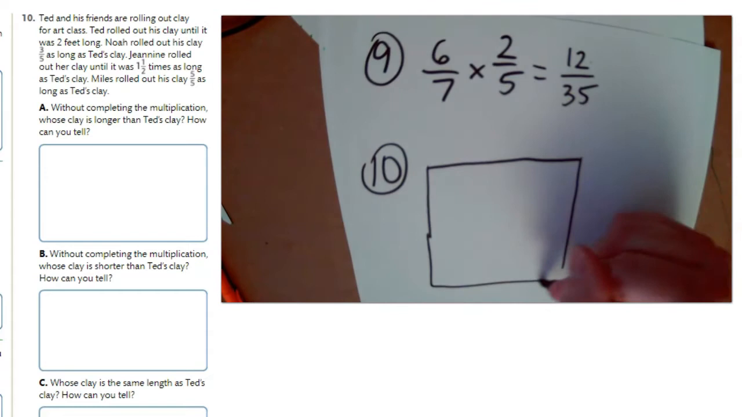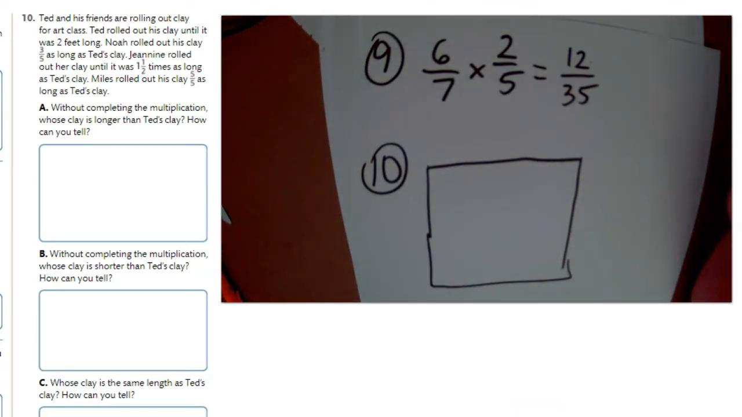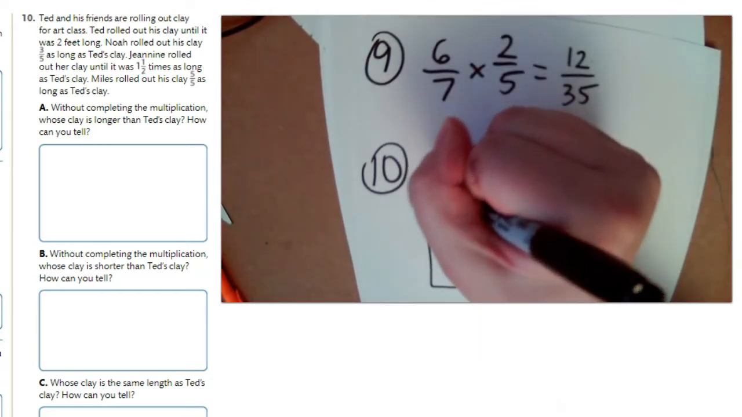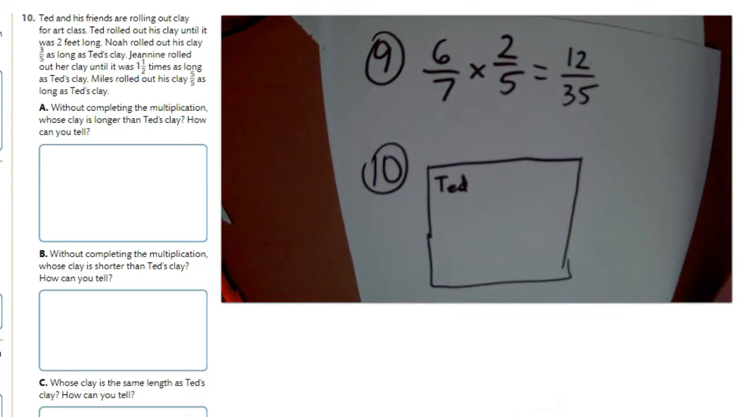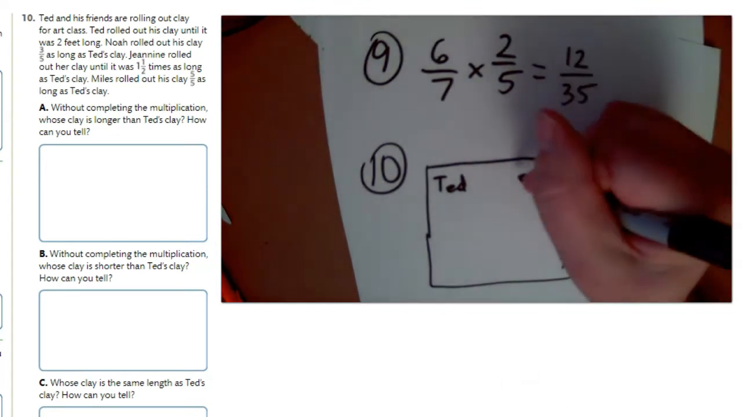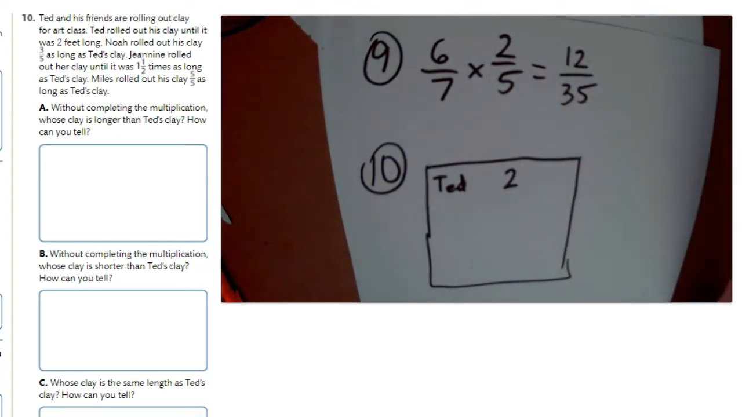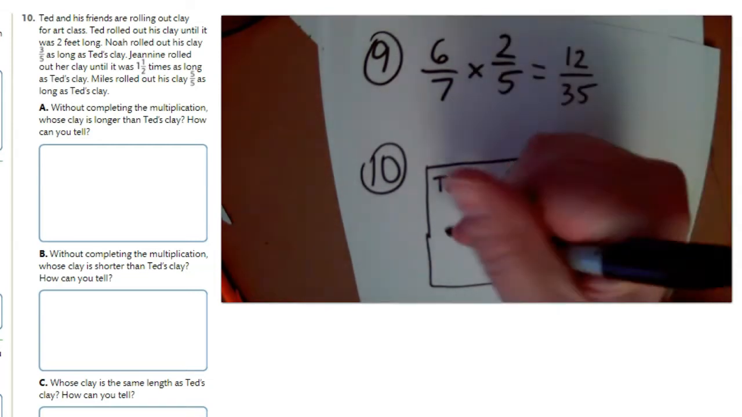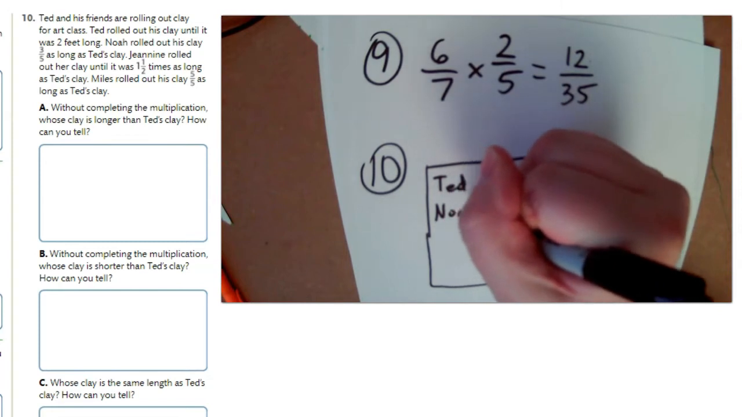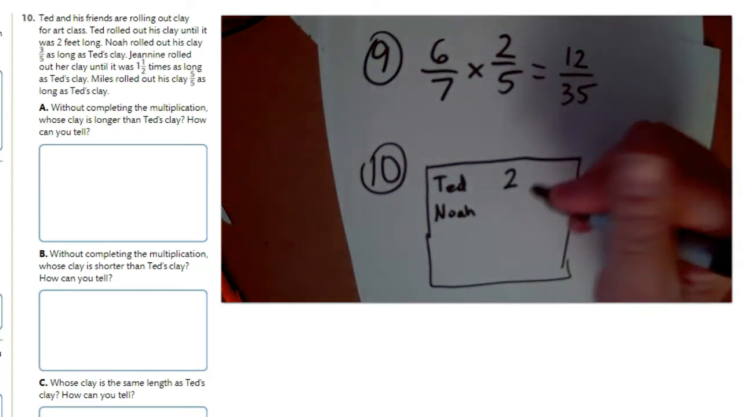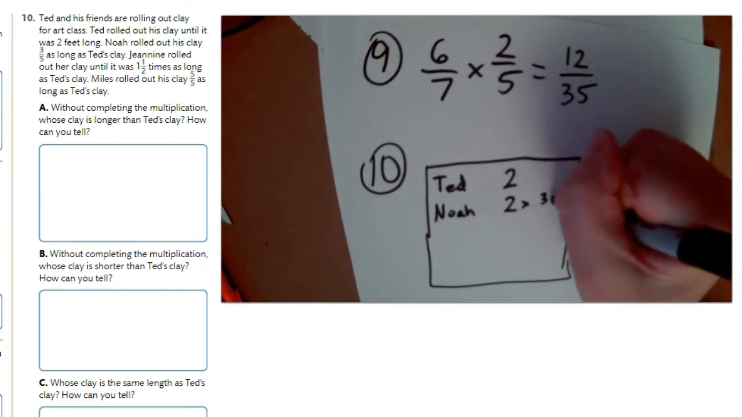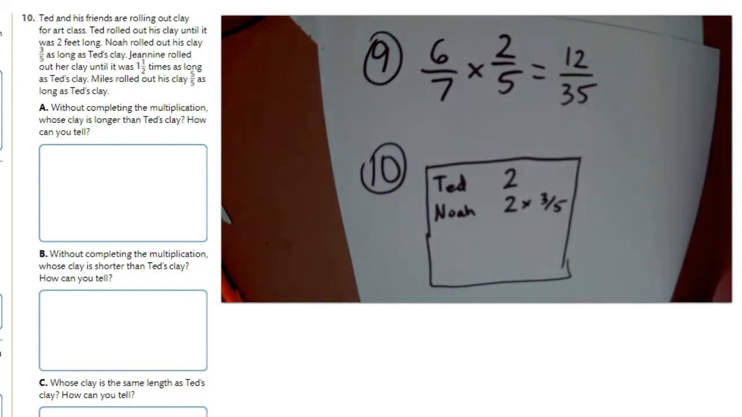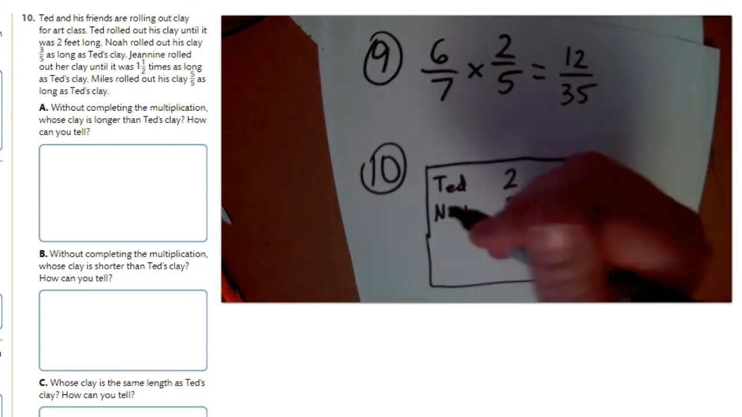Now, just to make sense of this, I think it may help you to have a little bit of a chart here, right? So we know we have Ted. Ted rolled out his clay to be 2 feet long, right? And then we have Noah. Noah's clay is 3/5 as long. So that's 2 times 3/5. And then we had Janine.